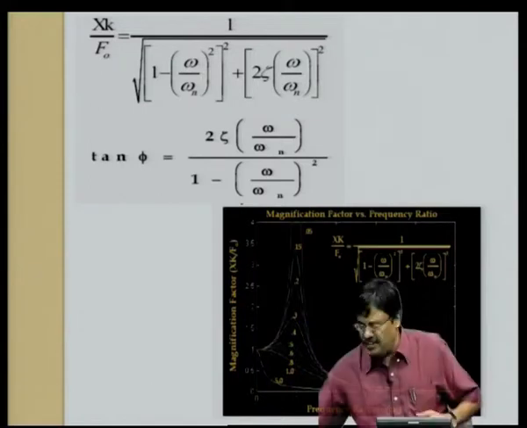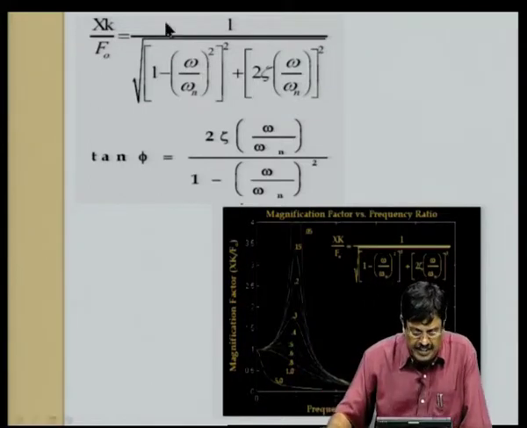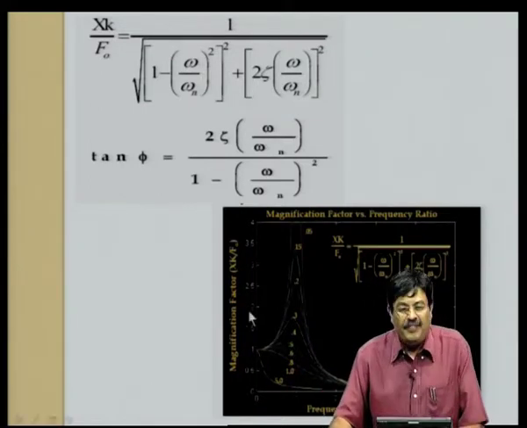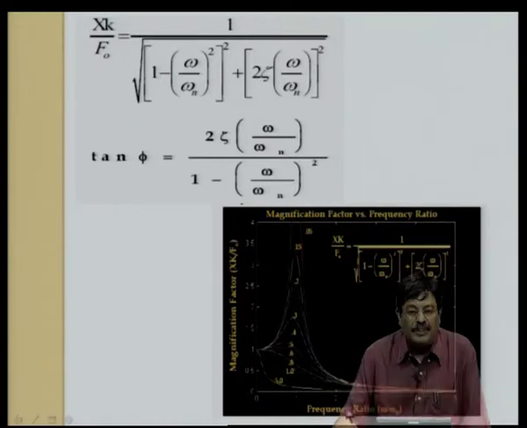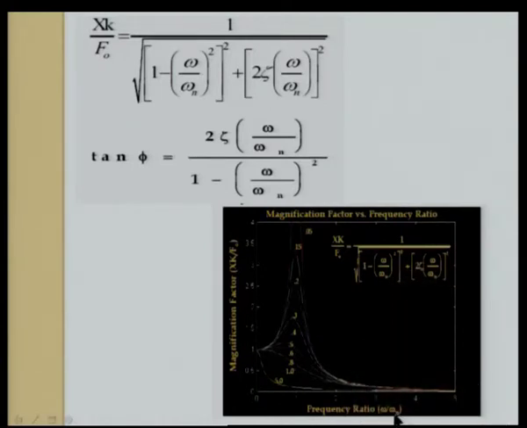So, here we can see the plot, which essentially shows the magnification factor as a function of the frequency ratio omega by omega n. We see that when omega is equal to omega n, for small damping there is a steep increase in response, extreme response, which has to be avoided at any cost.